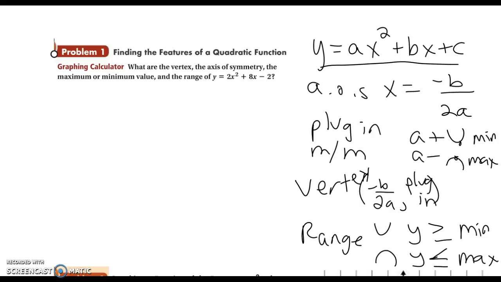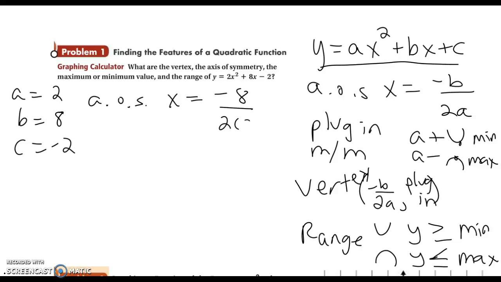So let's try problem 1. You may want to begin by listing your a, b, and c. Next, let's find the axis of symmetry. That means we're going to compute negative b over 2 times a. And that will give us negative 2. Next, because a is positive, we will have a min value.